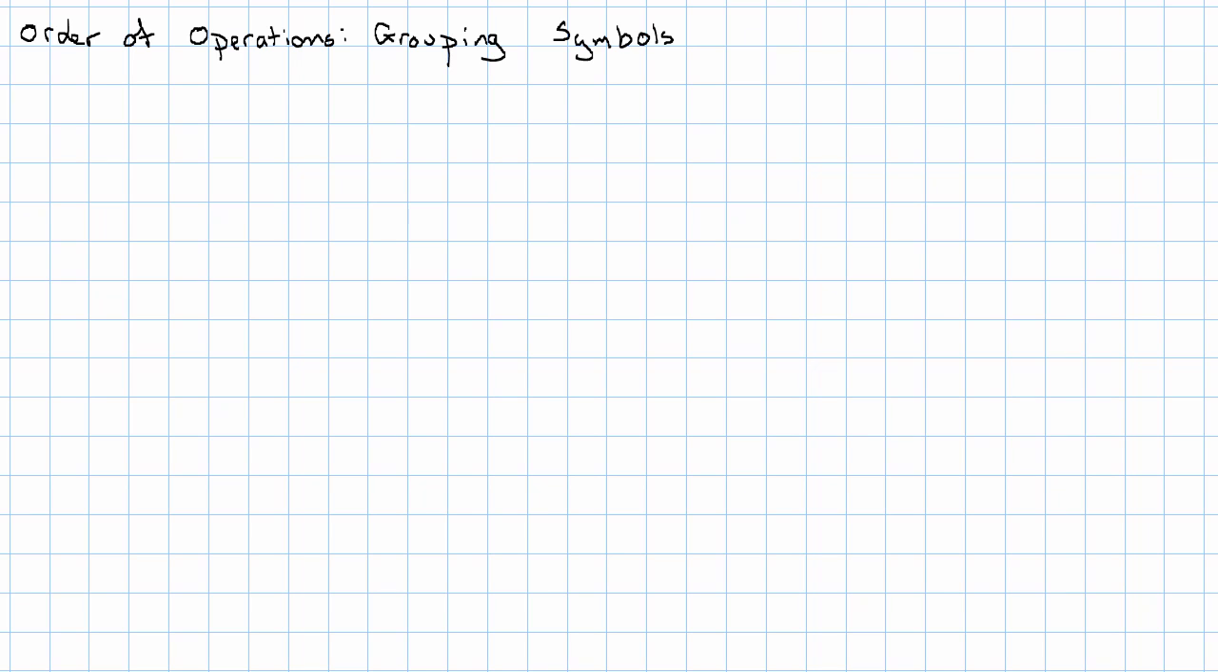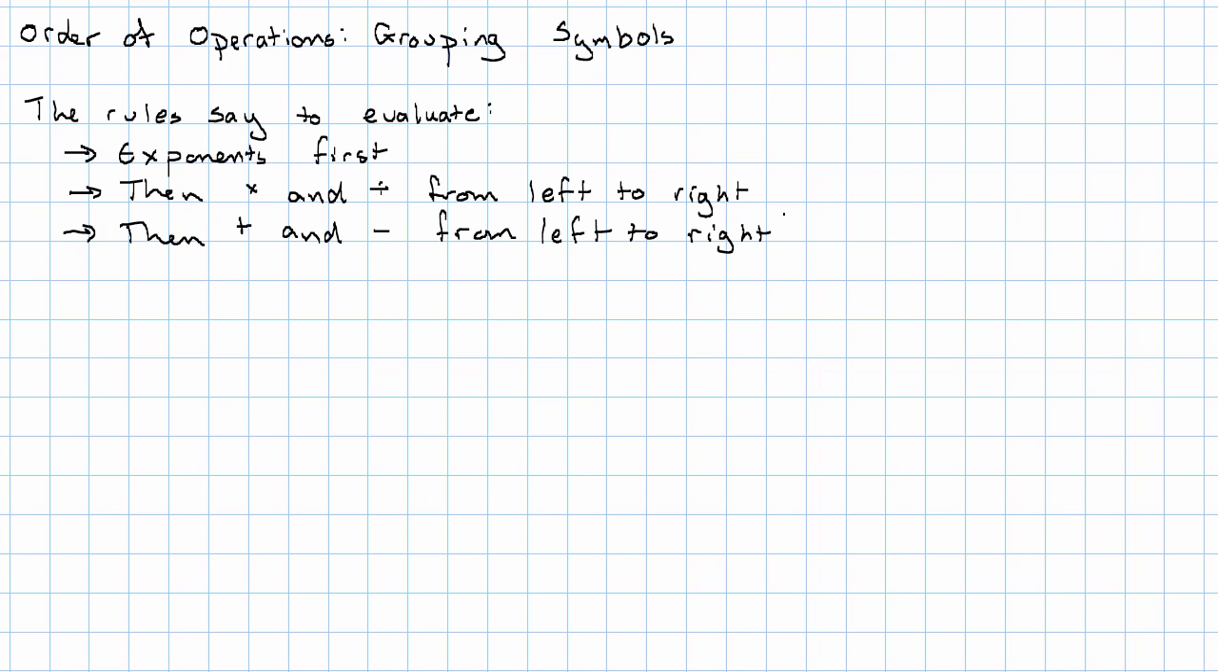So we have these strict rules on what order to evaluate expressions in. Namely, the rules say we evaluate exponents first, then multiplication and division from left to right, then addition and subtraction from left to right. But sometimes that isn't actually what we want. Sometimes in solving a problem, we want to add two numbers together before we do division.